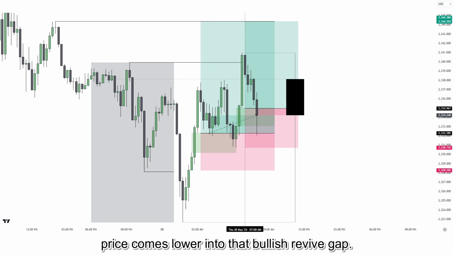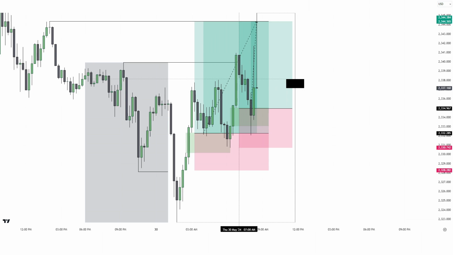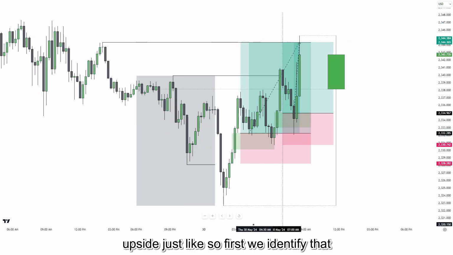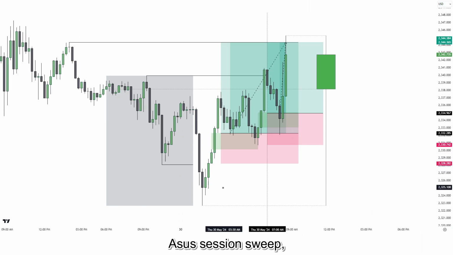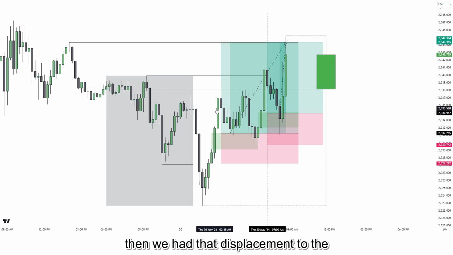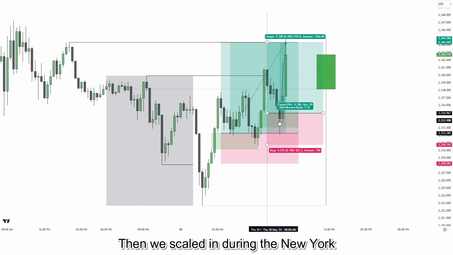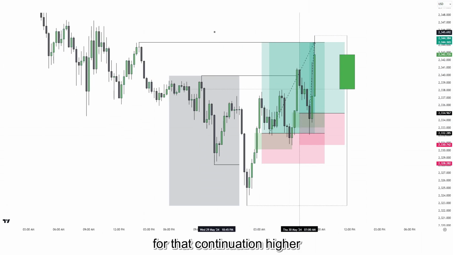Price comes lower into that bullish fair value gap. Then we immediately see that push to the upside, just like so. First, we identified that Asia session sweep. Then we had that displacement to the upside, leaving this bullish fair value gap, which we took during the London session. Then we scaled in during the New York session, during that New York retracement, for that continuation higher, back above this buy side liquidity.